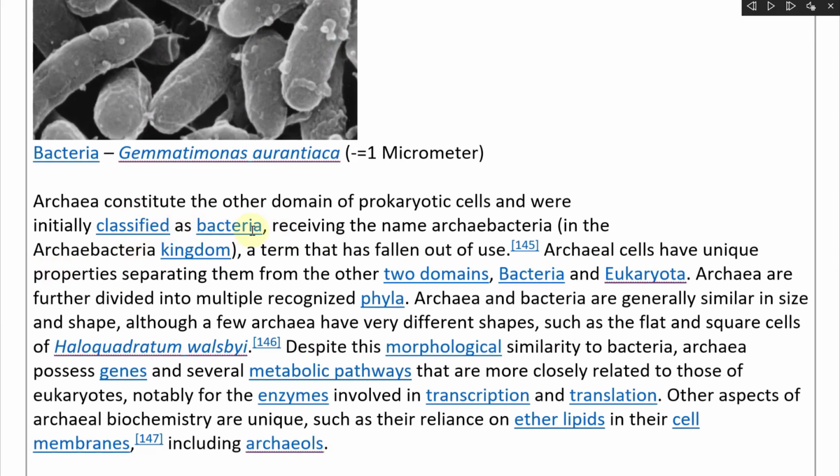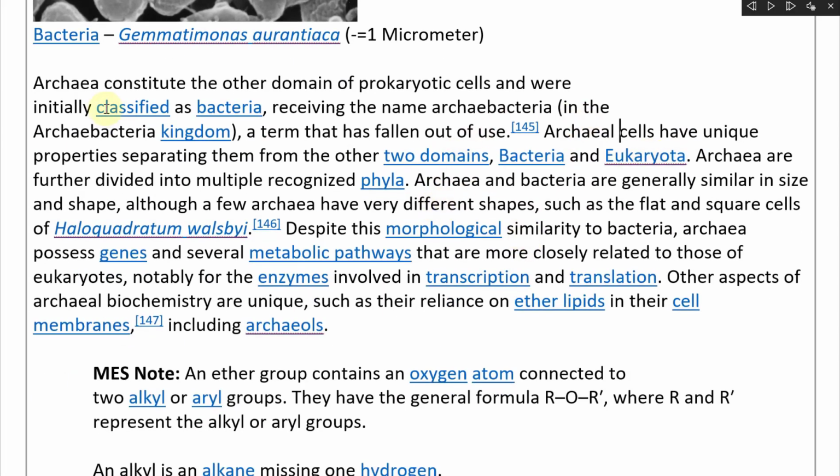Archaea constitute the other domain of prokaryotic cells without a nucleus. They were initially classified as bacteria, receiving the name archaebacteria in the archaebacteria kingdom, a term that has fallen out of use, and that's a domain. Let's see how archaeal is pronounced. Archaeal cells have unique properties separating them from the other two domains, bacteria and eukaryota. So this is very interesting, to see why they're different from these.